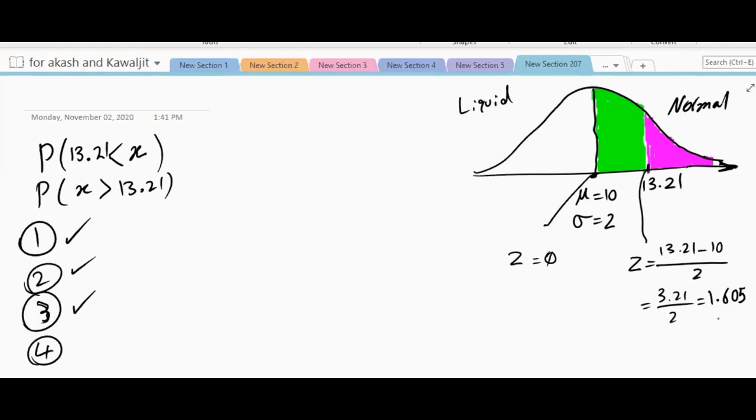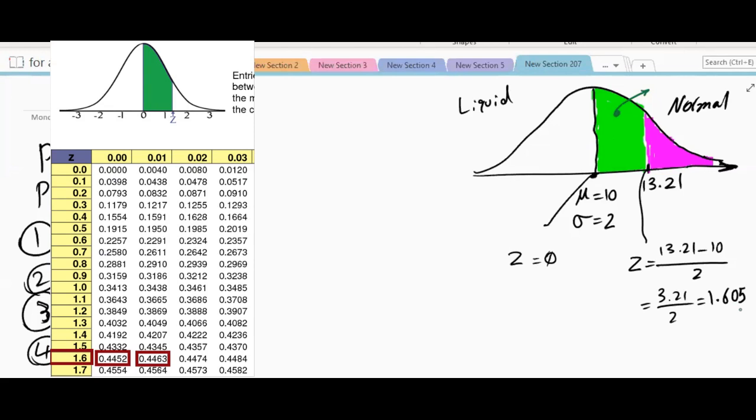So we cannot find the purple area from the table, but we can find the green area in the table. So can you please tell me in the table, what is the area between mean and 1.605 standard deviations? Z equal to 1.6. Very good, we have it. And we have 1.65, but we don't have 1.605. Wow. So what are the Z's that we have in the table that are close to Z equal to 1.605? What do we have close to that? 1.61. Very good. And how much is the area between mean and 1.61? 0.4463.